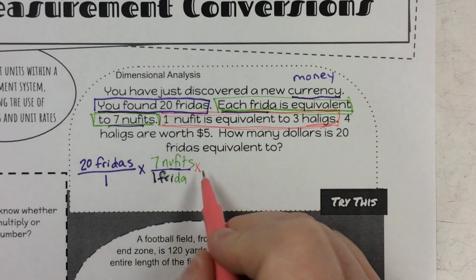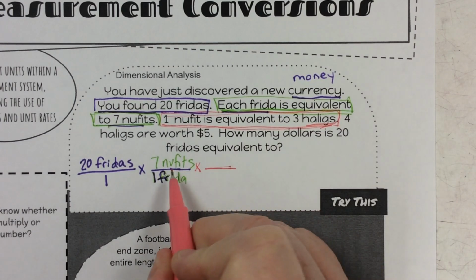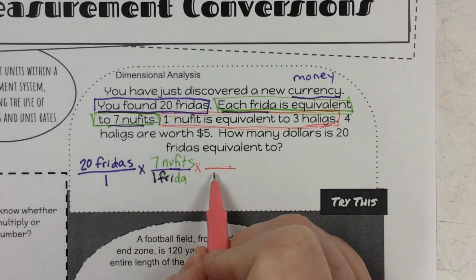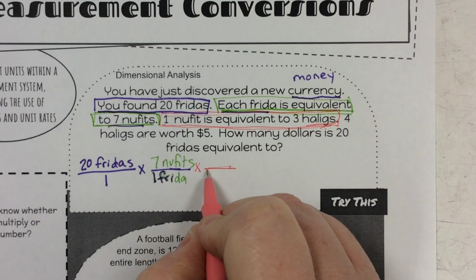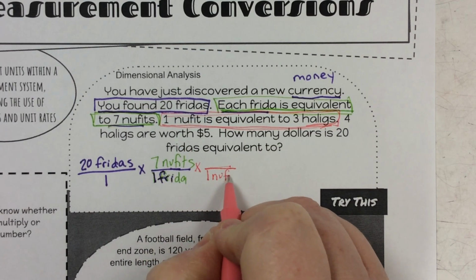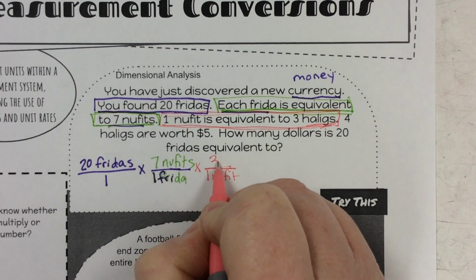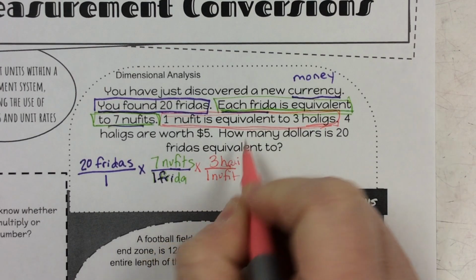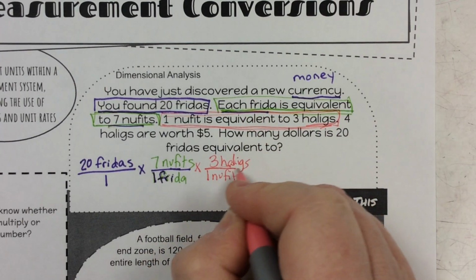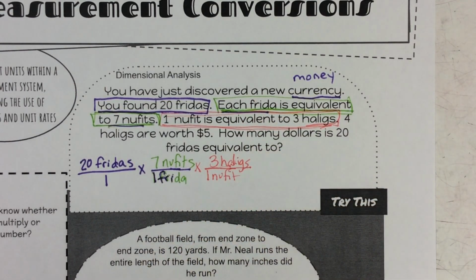So when I write this, I have to make sure that if I have Newfits on top here, my Newfits have to go on bottom here. So 1 Newfit is equivalent to 3 Halligs. Okay? 1 Newfit is 3 Halligs. Well, where do I go next?